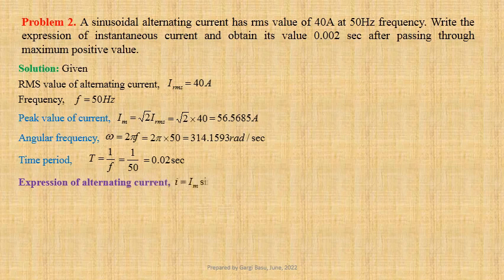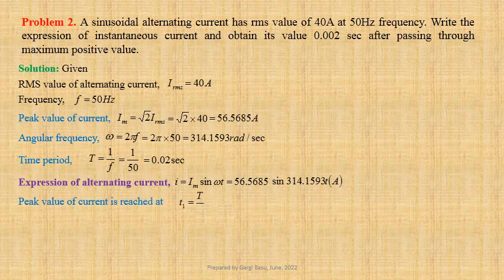Let us now write down the expression of alternating current. I equals Im sine of omega t. Using values we get 56.5685 sine of 314.1593 times t ampere. Peak value of current is reached at T1 equals T upon 4, that is equal to 0.02 upon 4, that gives us 0.005 second.